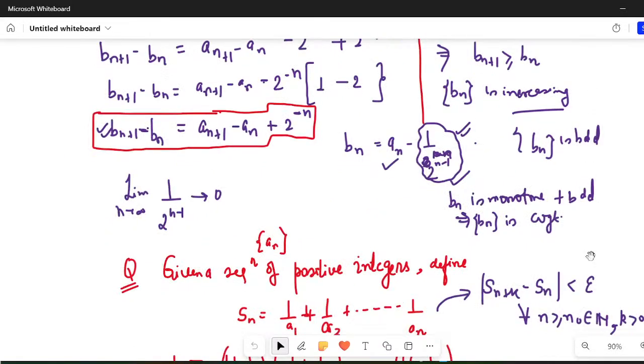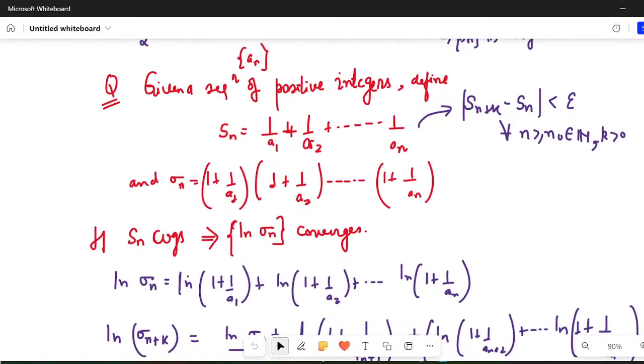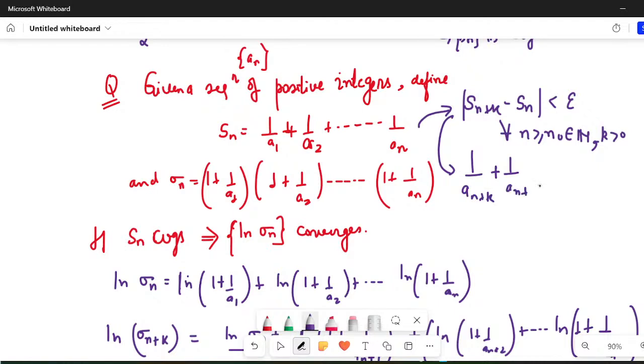So what I was stating was that modulus of Sn plus k minus Sn is less than epsilon, right? If this is the case, then what can I write? I can write that 1 upon an plus k plus 1 upon an plus k minus 1.